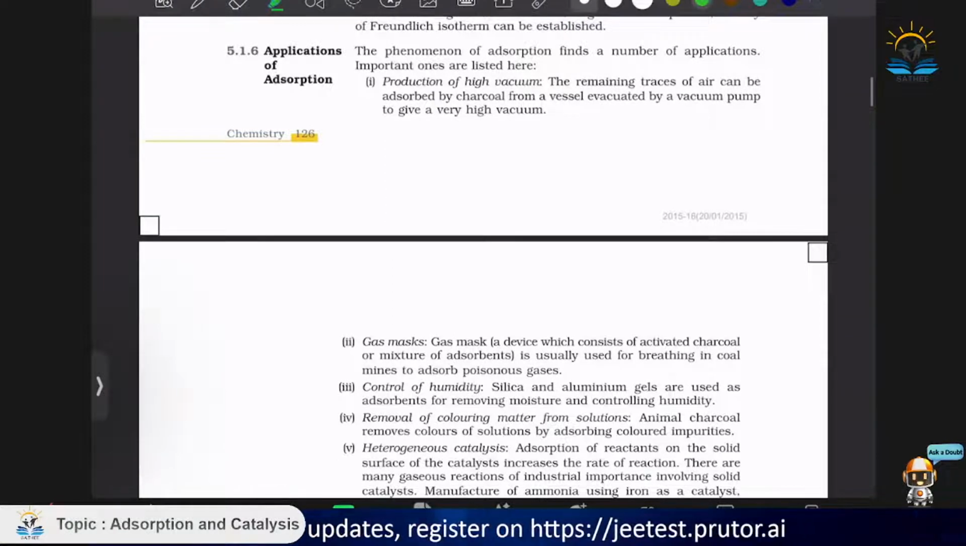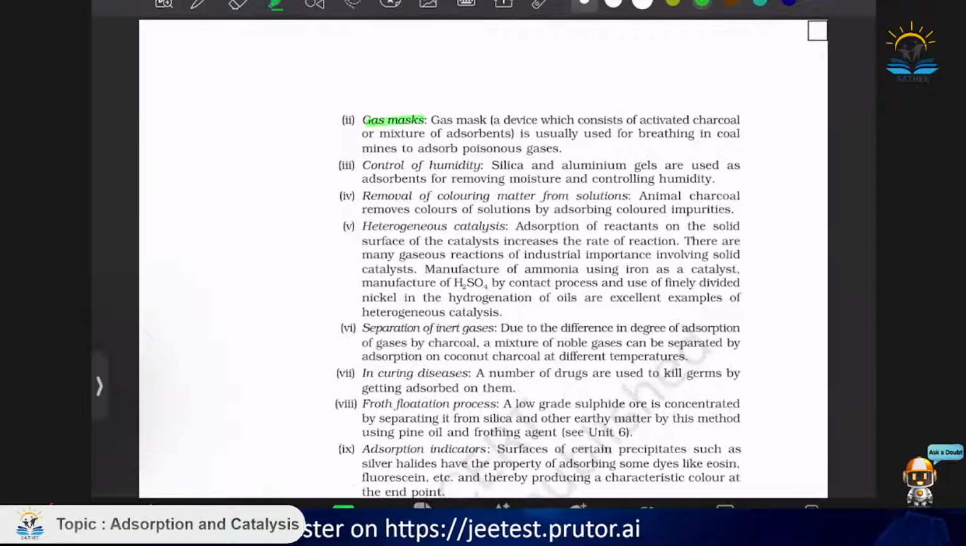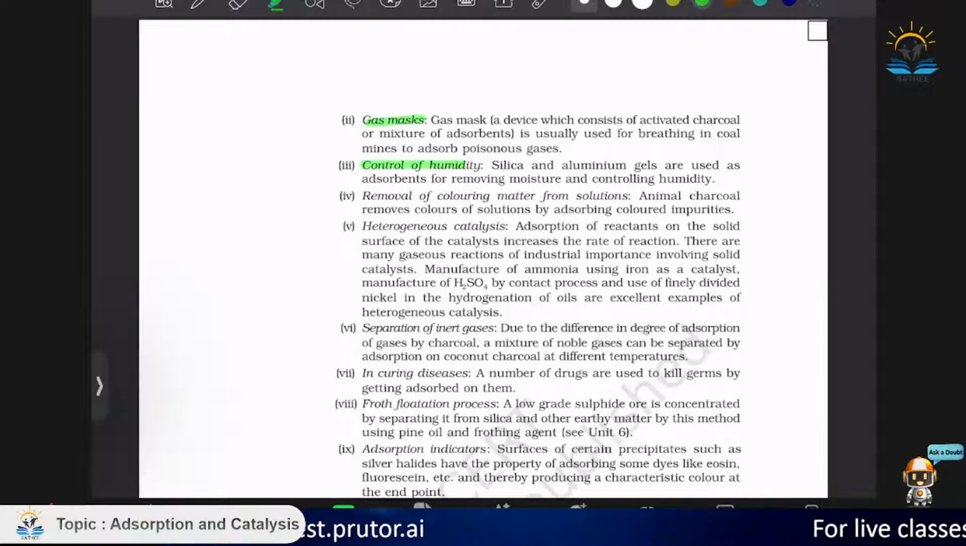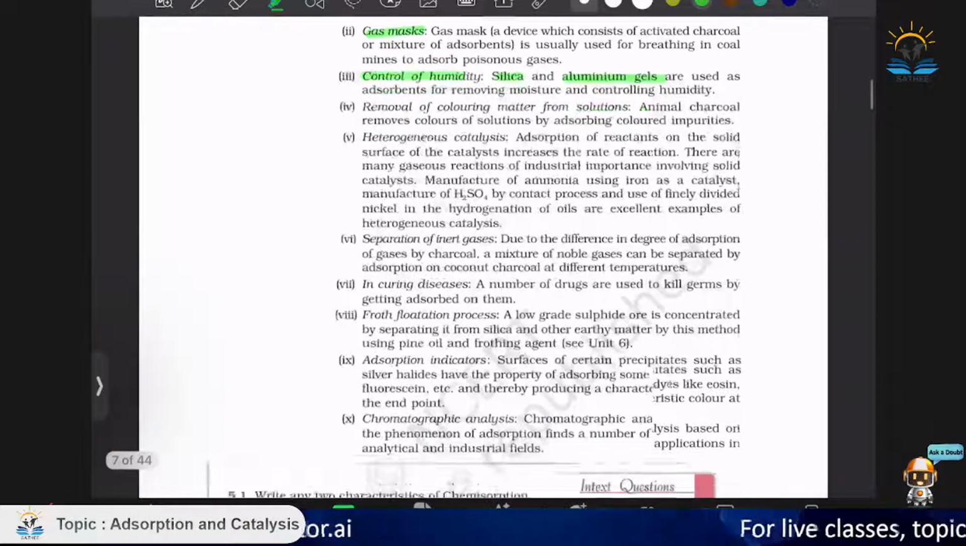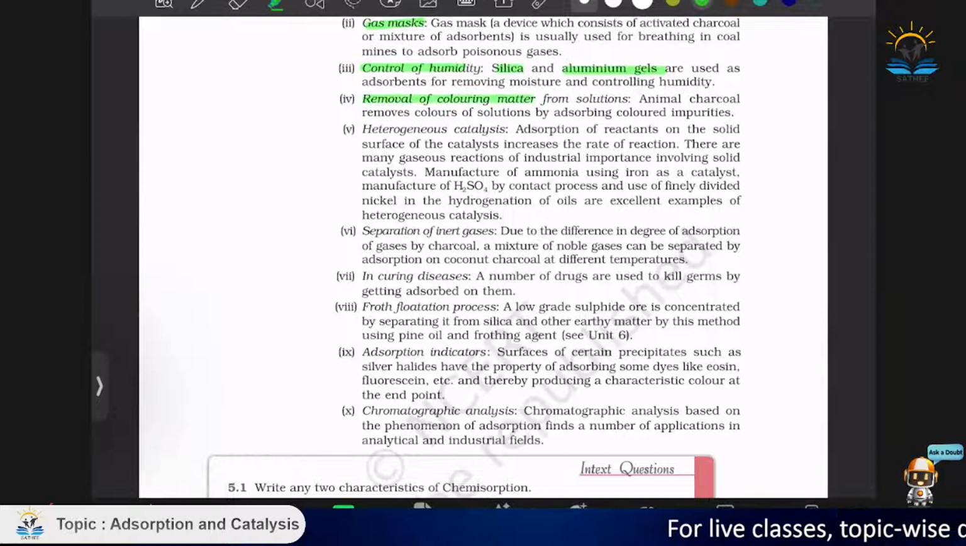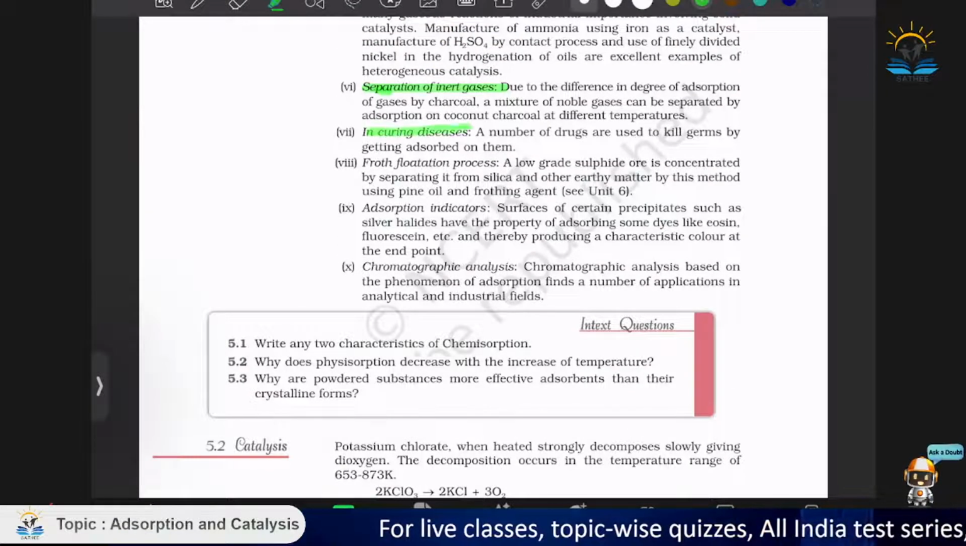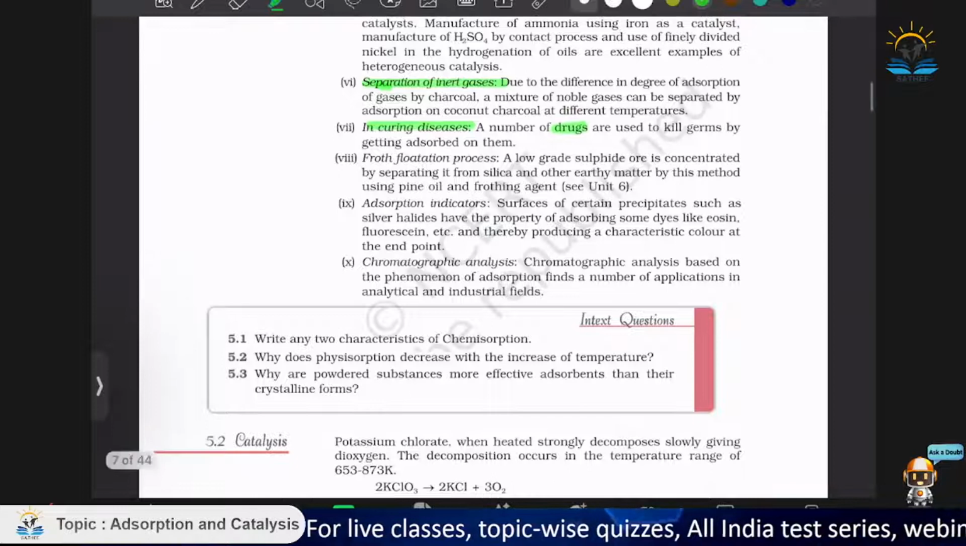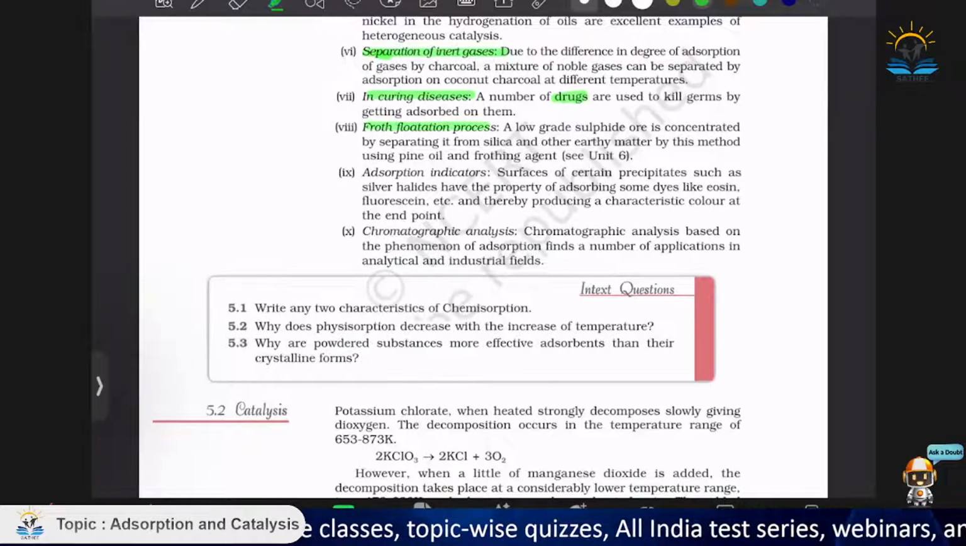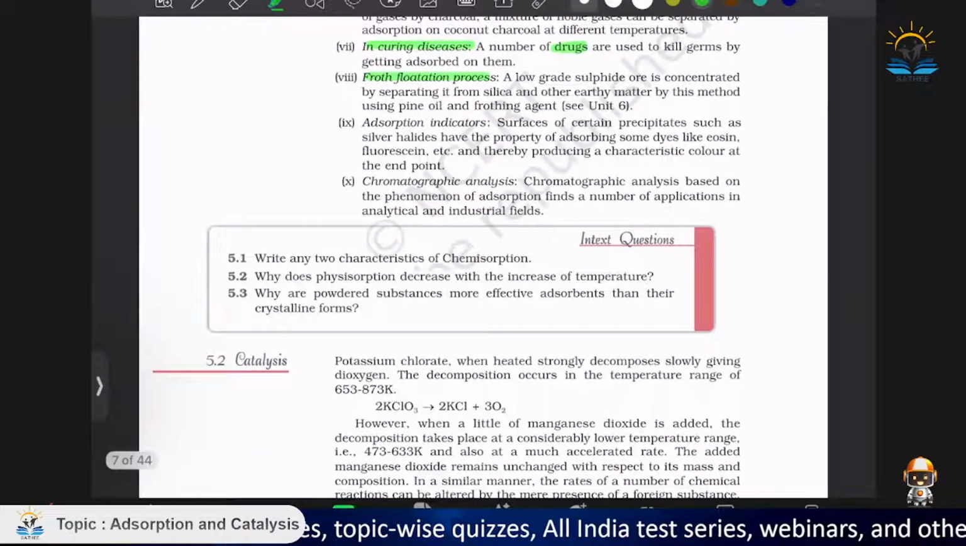Applications of adsorption: high vacuum you can produce by adsorbing additional gases left. Gas masks usually use charcoal to adsorb poisonous gases. Then control of humidity, silica and aluminum gels adsorb water. Removal of coloring matter, we just saw animal charcoal removes color matter. Heterogeneous catalysis, we'll see it. Separation of inert gases, curing diseases. Drugs kill germs by getting adsorbed on them. Froth flotation process, you'll read it in mineral processing.